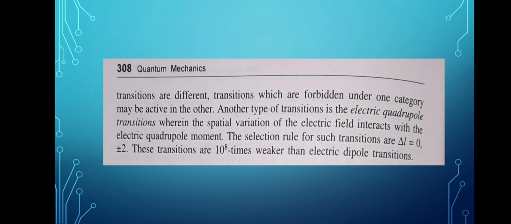Another type of transition is the electric quadrupole transition, wherein the spatial variation of the electric field interacts with the electric quadrupole moment. The selection rule for such transitions is delta l is equal to 0, plus or minus 2. These transitions are 10 raised to 8 times weaker than the electric dipole transition. So that's all about selection rules.